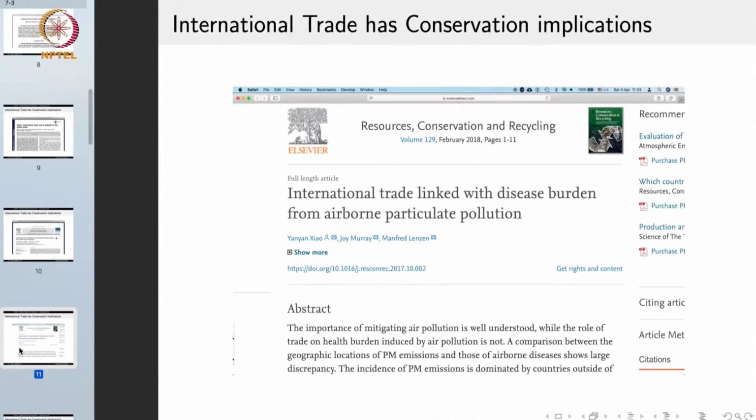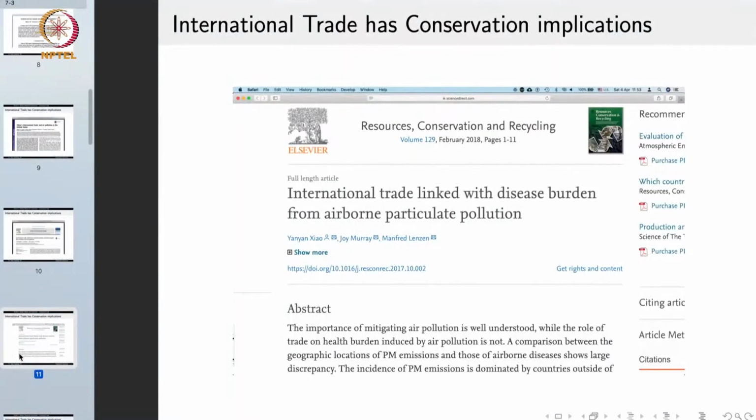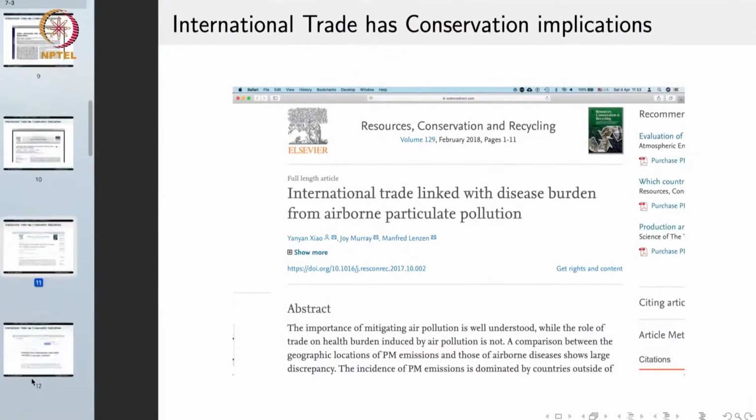International trade linked with disease burden from airborne particulate pollution. Now, this article is stating that the pollution that is being released because of international trade is now leading to more and more diseases in a large number of people, especially the airborne diseases, because if there are pollutants that are released in any one country, then along with wind, these pollutants can reach other countries and they will start to have negative consequences on the people in the other countries as well. So we are starting to see an increase in the disease burden.